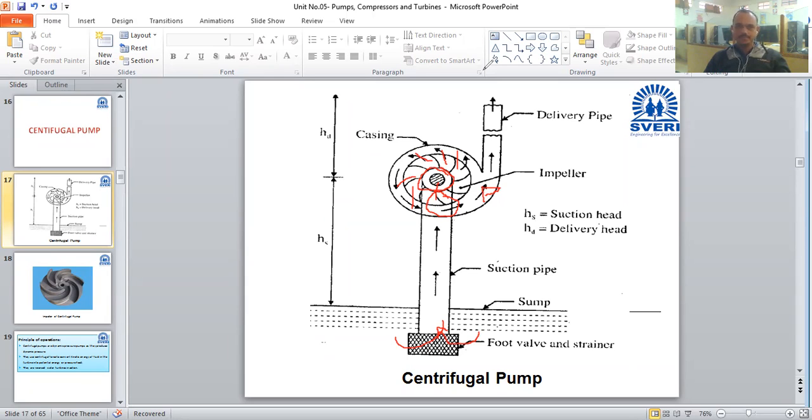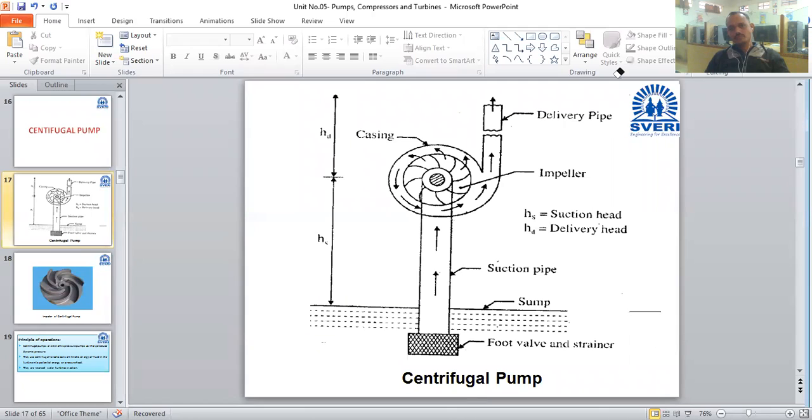Okay, get it? Yes, sir. Because we know that P is equal to rho g h. It means head. If we want head, we have to increase the pressure. So for that, we are using these equipments to add pressure into the water to lift water from a lower level to a higher level, or from one place to another place. Okay.